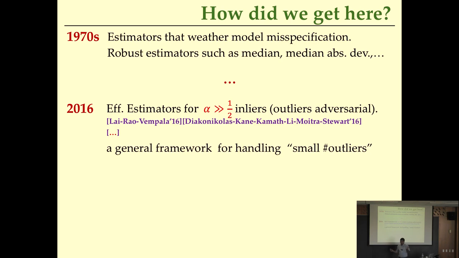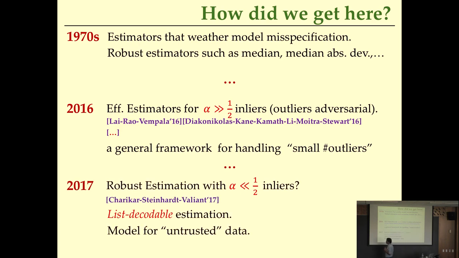And many, many papers later, we have a general framework to understand how to do robust estimation whenever the fraction of outliers is some tiny constant. And the tiny that you should remember is like 1%, 5%, maybe not more than 10%. Good. So the story continues.